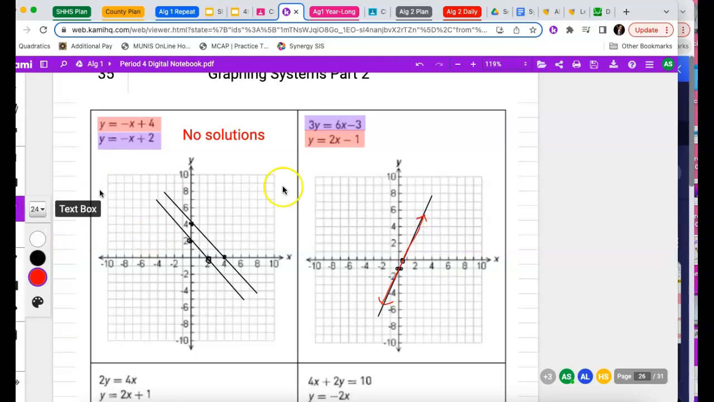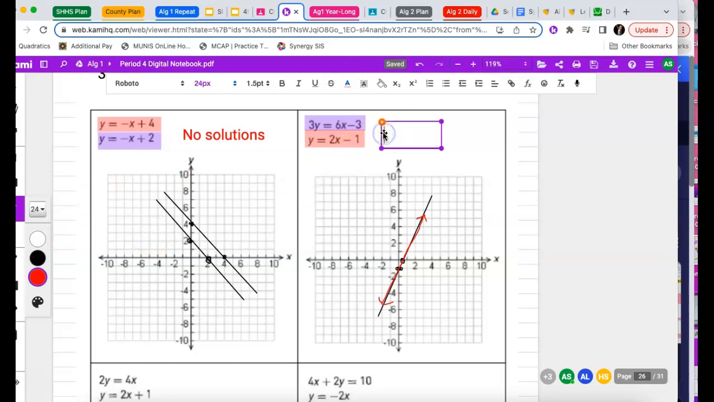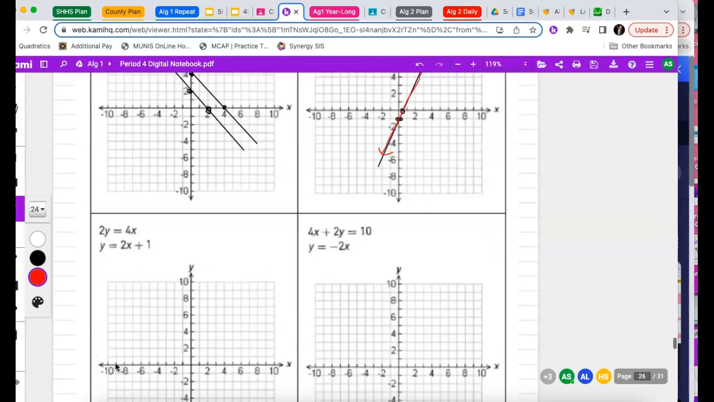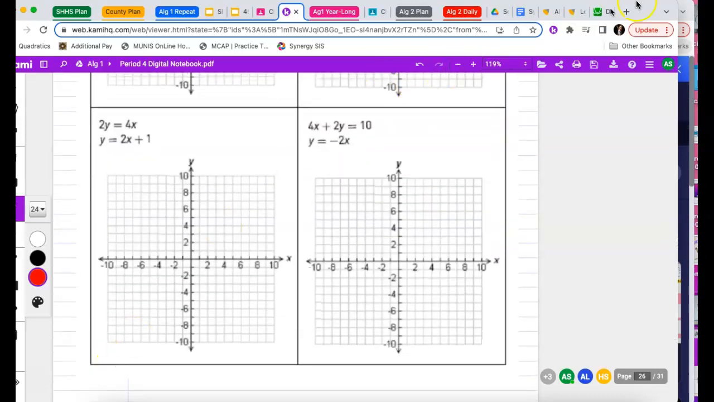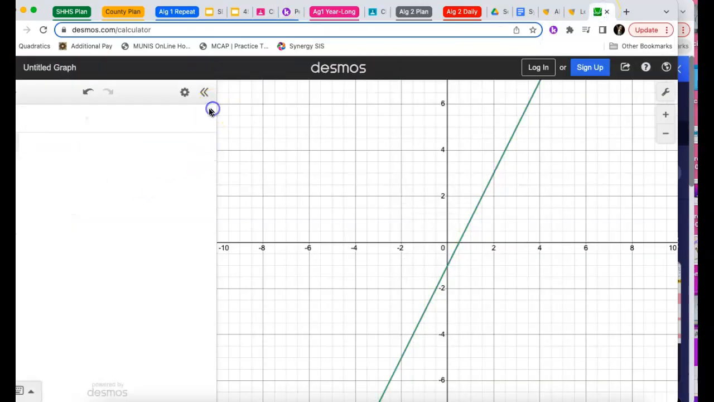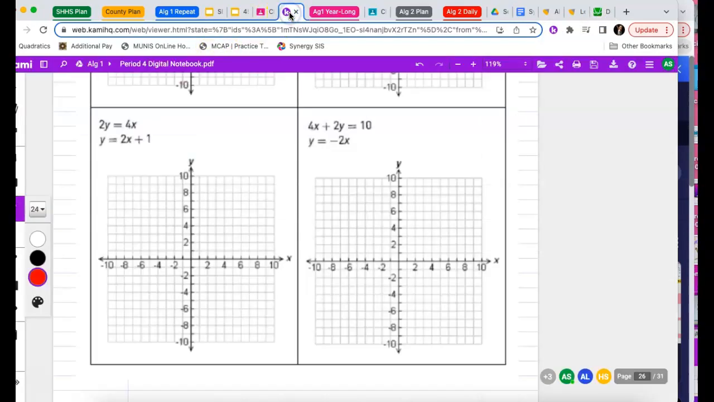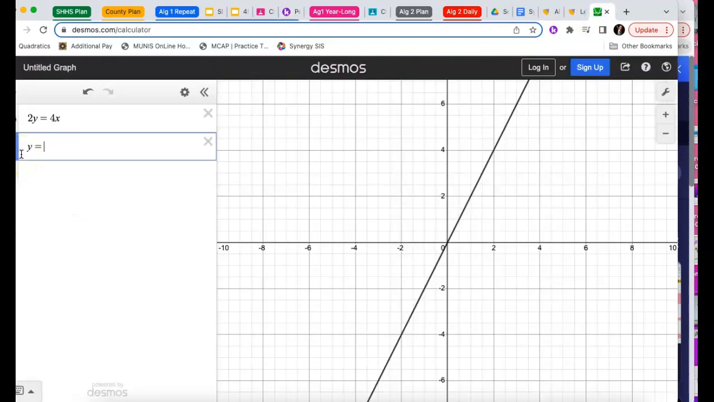So to review from page 34, whenever we have a line overlapping another line, that means there's infinitely many solutions. All of the points on the line are a solution. So if you need to pause the video and go back over example 1 or 2, do that now, please. We're going to go ahead and look at number 3. So step 1, type it into Desmos. So 2y equals 4x. And the other equation is y equals 2x plus 1.